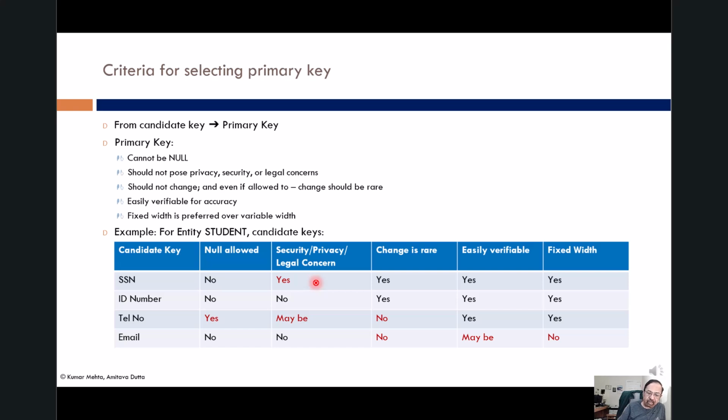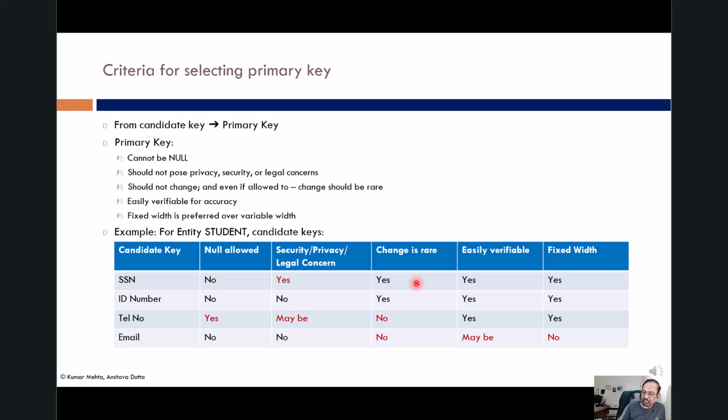Okay, so yes, the social security number is unique, but for security reasons, privacy reasons, it may not be a good choice as a primary key. Change is where obviously if the primary key can change, that causes problems, because there might be confusion in terms of uniquely identifying a particular student in the database. So we want the change to be very rare, if at all. Okay. So yes, the social security number does not change, and it remains the same for life.